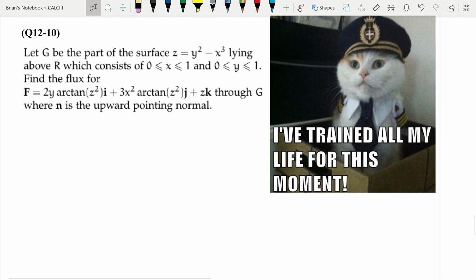So let G be the part of the surface lying above R, which consists of 0, and so on, finding the flux for this guy through G, where n is the upward pointing normal. It's 5:53. I'll let you guys try and do this until 5:57, and then we'll come back together. I believe in you guys.